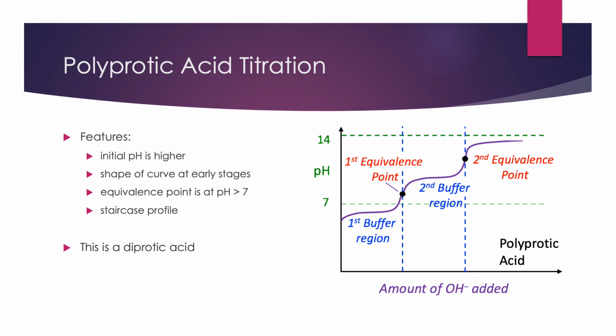If we had a triprotic acid, there would be a third step in this profile. I will say that having looked at a couple of polyprotic acid titration curves, it's really hard to distinguish more than about 2 acidic protons when you look at these curves. But it is a very characteristic shape and one that you should look out for.